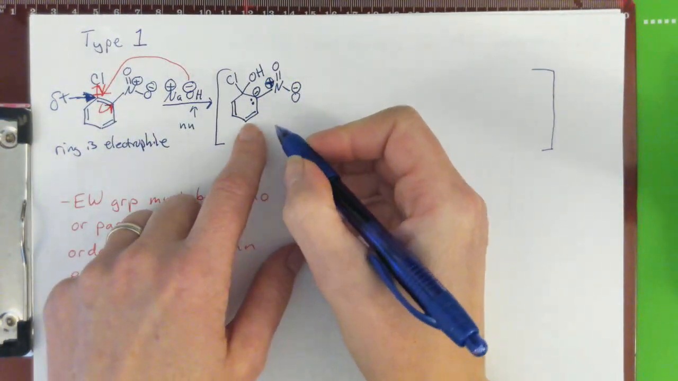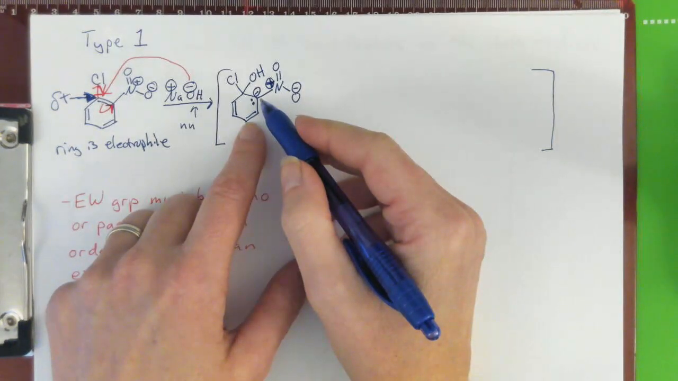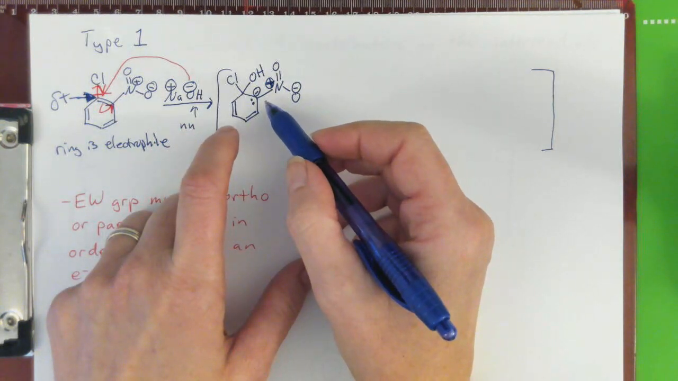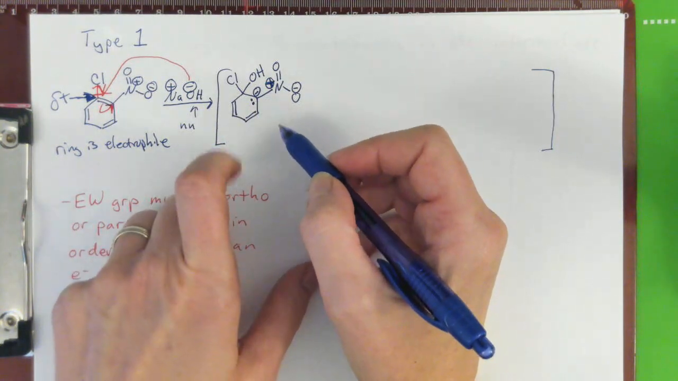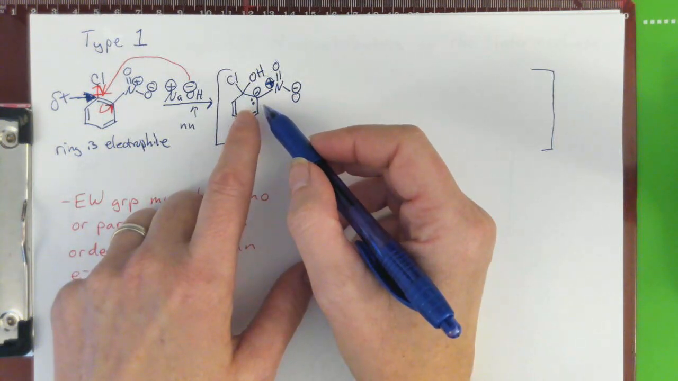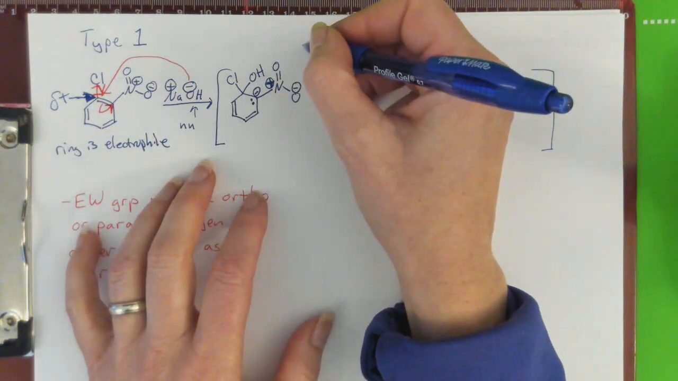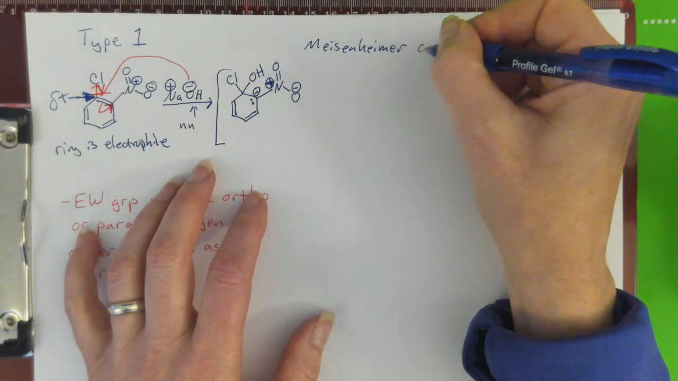So notice we haven't seen this before. We've seen lots of arenium ions, or the sigma complex, for our electrophilic aromatic substitution reactions. But this is different now. We have a carbanion, so we have a net negative charge in the benzene ring on our intermediate here. This intermediate was given a special name. It's called a Meisenheimer complex.